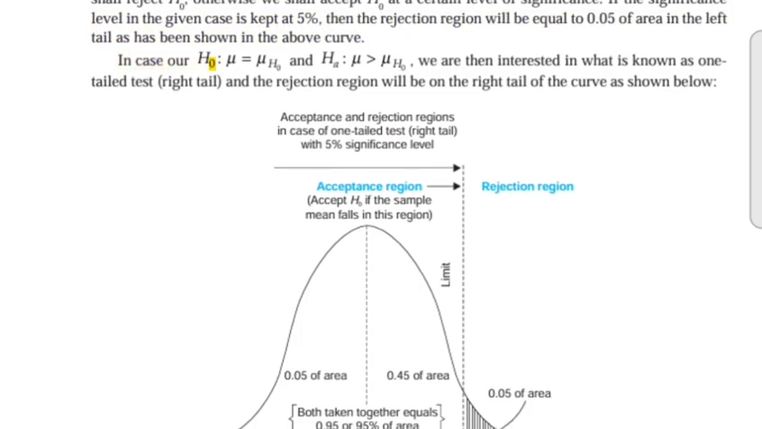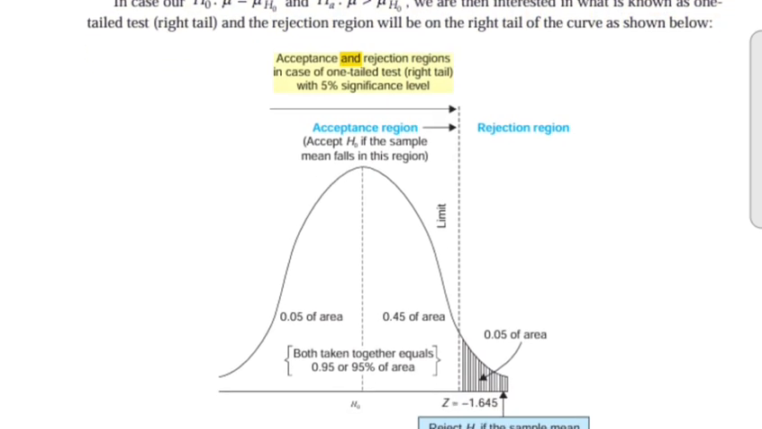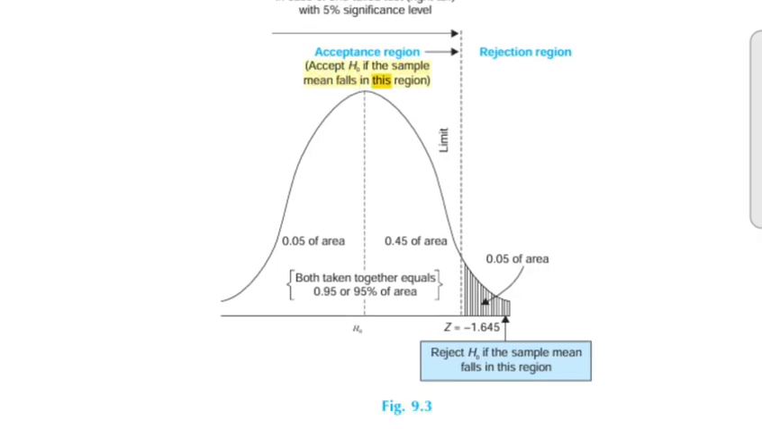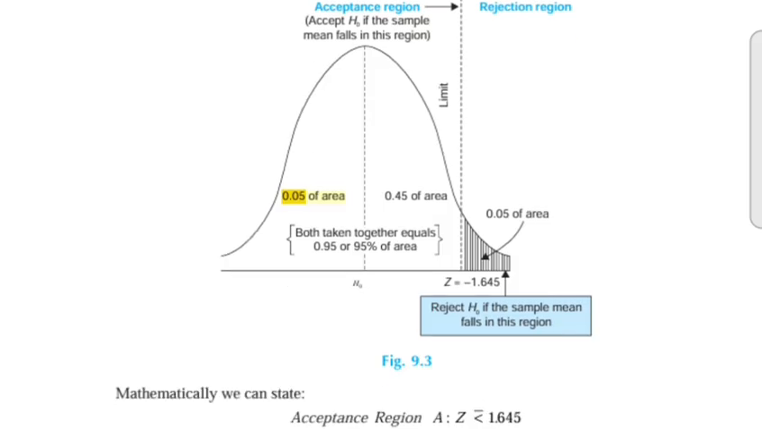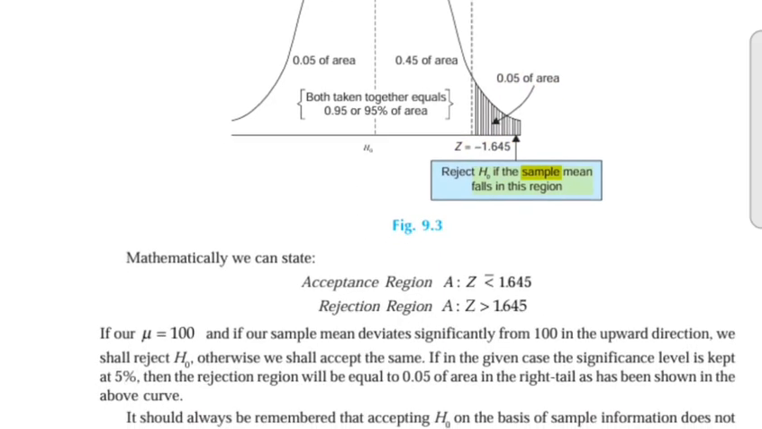In case H0: μ = μ_H0 and Ha: μ > μ_H0, we are then interested in what is known as a one-tailed test, right tail, and the rejection region will be on the right tail of the curve as shown below. Acceptance and rejection regions in case of a one-tailed test, right tail, with 5% significance level. Accept H0 if the sample mean falls in the acceptance region; the rejection region has 0.05 of area, and 0.45 plus 0.50 of area taken together equals 0.95 or 95% of area. The limit is Z = 1.645. Reject H0 if the sample mean falls in the rejection region.